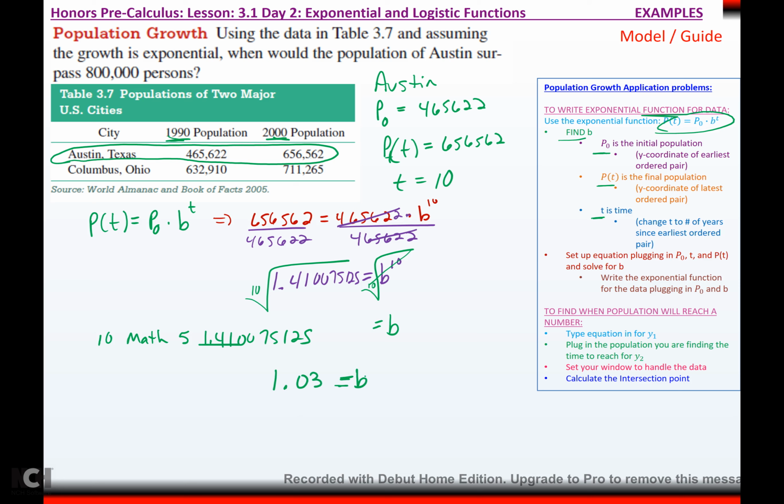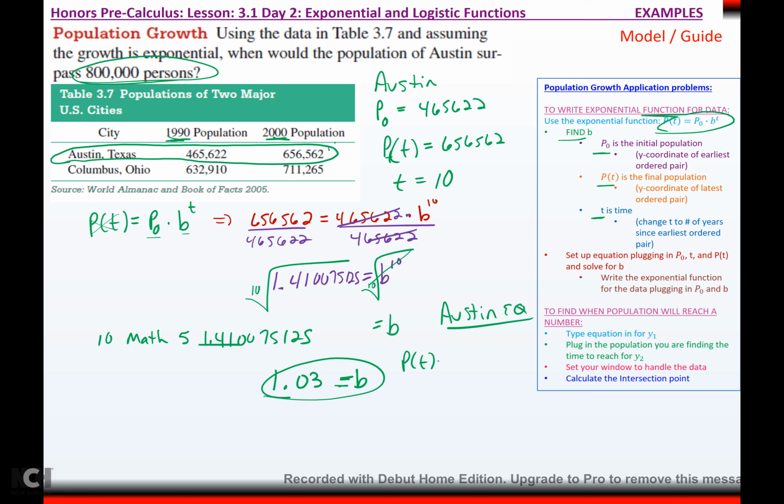So now that we have my B, I can write my equation. And when you write your equation, you only substitute in your initial and your B. This was the final population of my data. Remember, I'm actually trying to figure out when it's going to reach 800,000. Okay? So in my equation for Austin, my Austin equation is going to be P of T equals my initial population, which was 465,622.